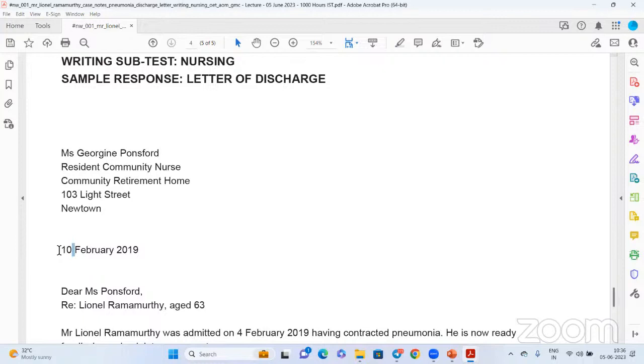Yeah. So, see here, February you have to write in full. Here also 4 digits you have to write. And here you have to write 2 digits. Here also you have to write 2 digits.